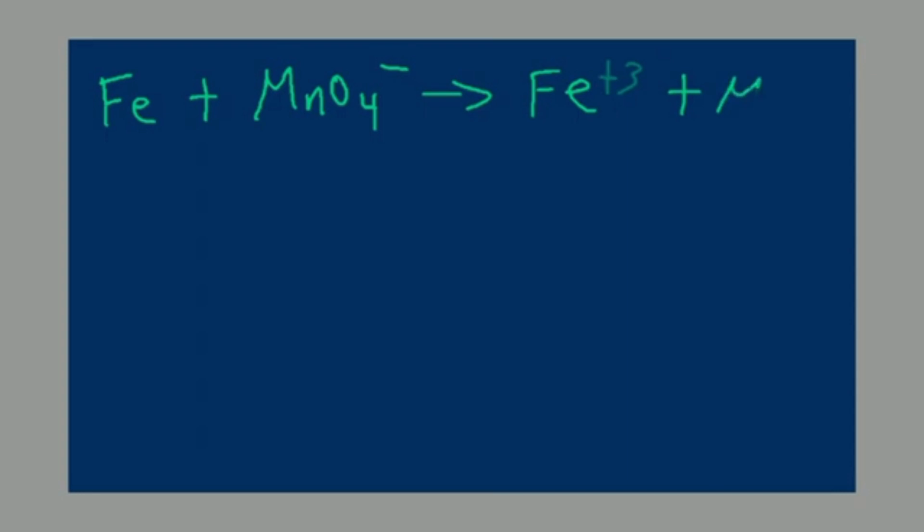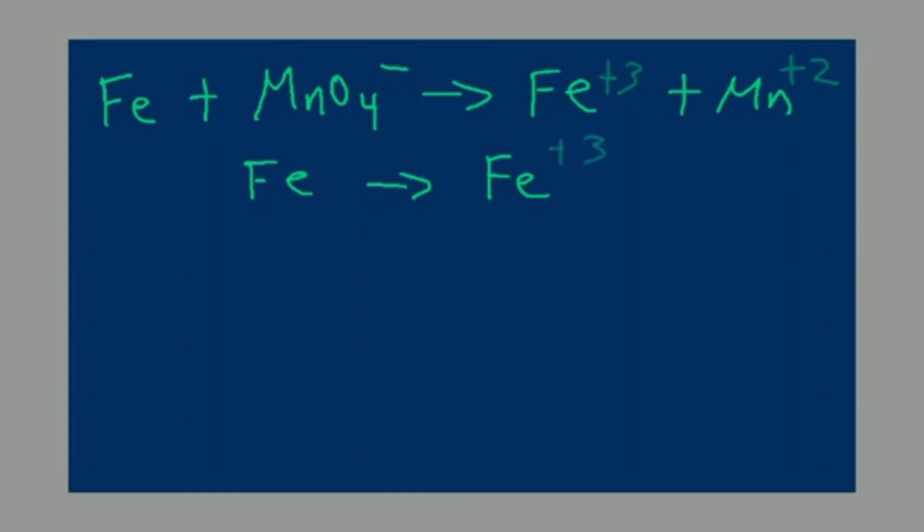Consider the reaction between iron metal and the permanganate ion. Go ahead and balance this reaction under acidic conditions, using what you know at this point. So just like before, let's separate it into half reactions. So let's start with iron metal.